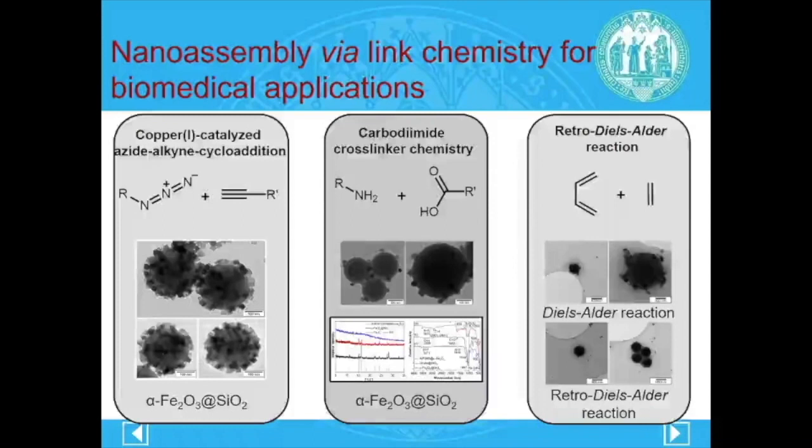also be detached. So the retro-Diels-Alder reaction on the right side shows that these particles at higher temperature, when you go up more than 50, 60, can be detached again. That means the particle can do the work, and by a certain stimulus, the cargo can be separated from the carrier.